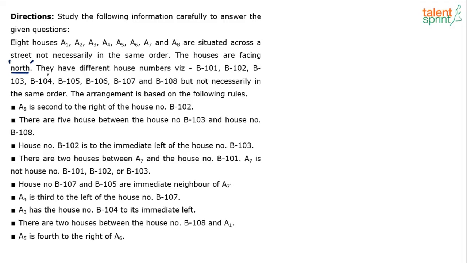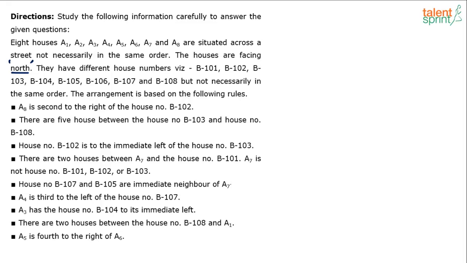Keep that in mind. Now these houses have got different house numbers, starting from B101, B102 and so on till B108, but not necessarily in the same order. The arrangement is based on the following rules. So some rules have been given to us, right? We have to follow these rules to do the arrangement of these houses. So let's get started.